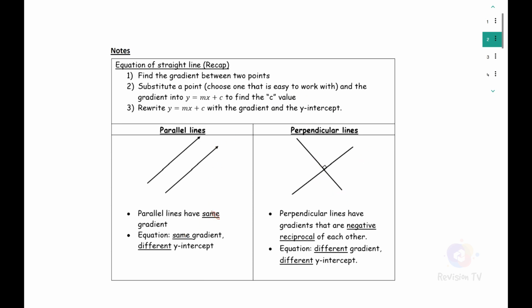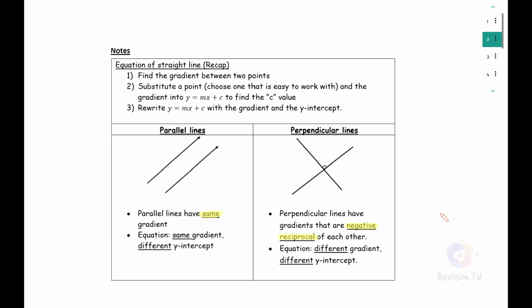Parallel lines have the same gradient. Gradient measures the steepness of a curve or graph. If two lines have the same steepness, then obviously they have the same gradient. Whereas if one is perpendicular to the other, the gradients will be negative reciprocals of each other.